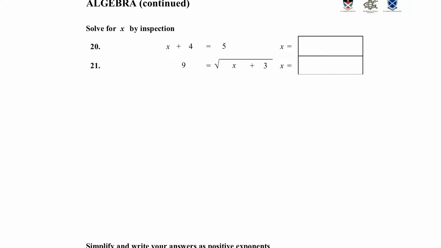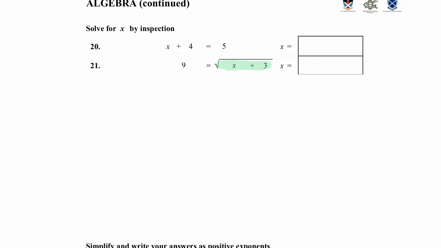So the implication is that we shouldn't have to do a lot of working out, but if you do a bit of working out along the way, that's perfectly fine too. So in this one, we asked 9 is equal to the square root of x plus 3. Now, 9 is equal to the square root of what?